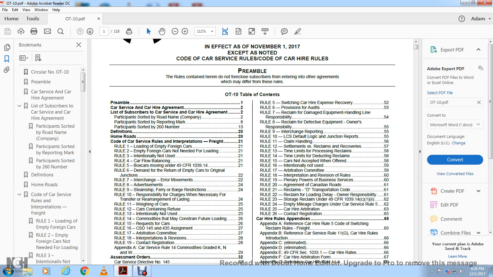Rule 16, intentionally not used. Rule 17, arbitration committee. Rule 18, interpretation of revisions of rules. Rule 19, plenary powers of business services. Rule 20, agreements with Canadian roads. Rule 21, reclaims of the Transportation Code. Rule 22, reclaim of loading delay, owner's responsibility. Rule 23, storage reclaim under Title 49 CFR 1039.14(c)(12). Rule 24, empty mileage charges under car service. Rule 25, car hire arbitration.